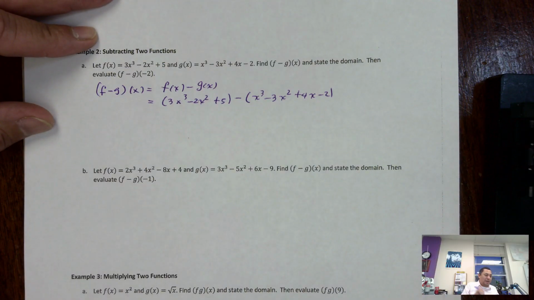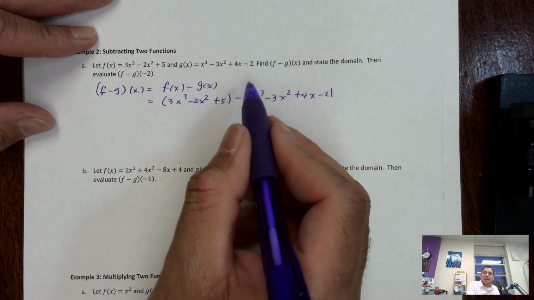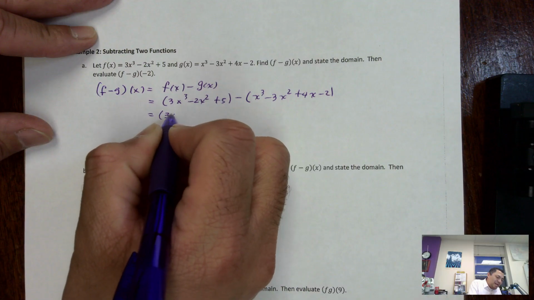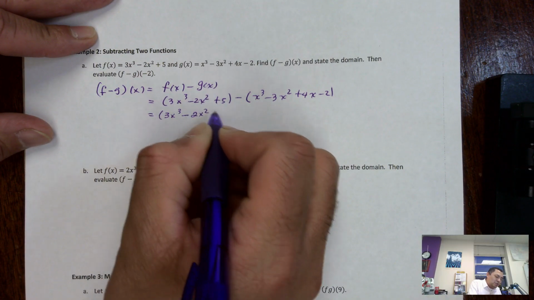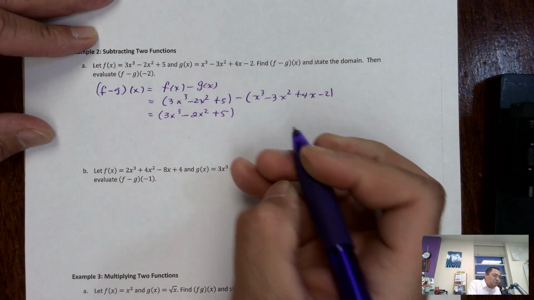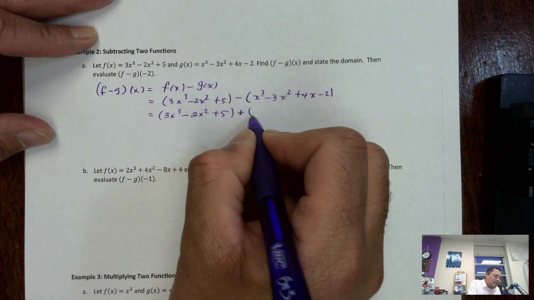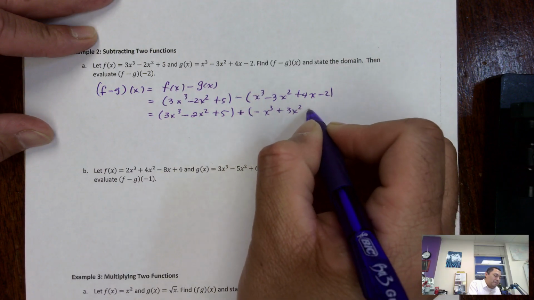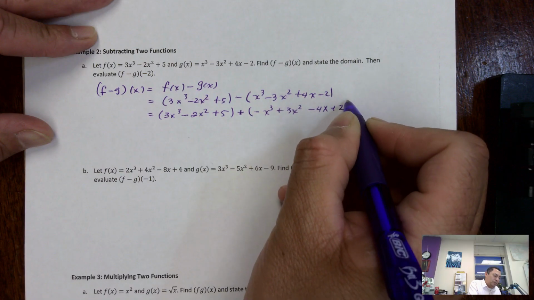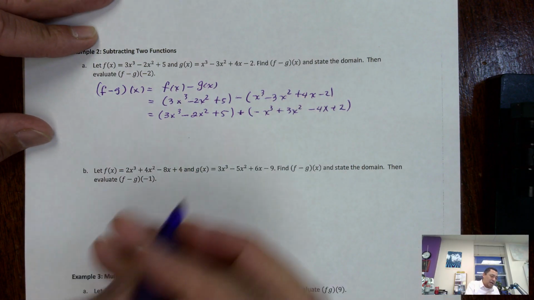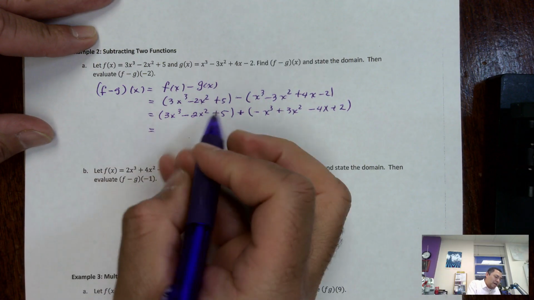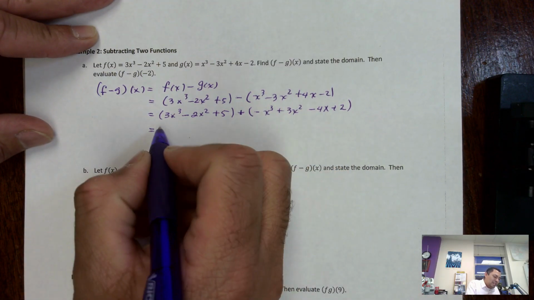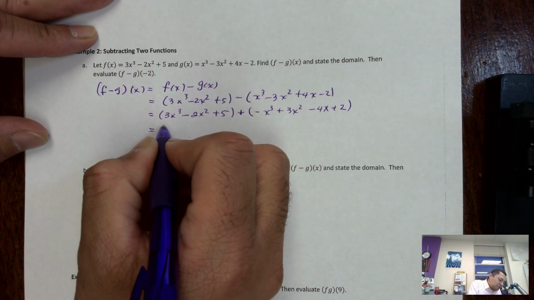Now, what is going to happen? This negative is going to change the signs of the second parenthesis. So, for example, this is going to be equal to 3x cubed minus 2x squared plus 5. And I'm going to switch this negative for a positive. And now we're going to have negative x cubed plus 3x squared minus 4x plus 2. See, I just switched the signs, and now I'm going to perform this operation. So I have 3 plus negative 1, because these two are like terms. So I'm going to have 2x cubed.